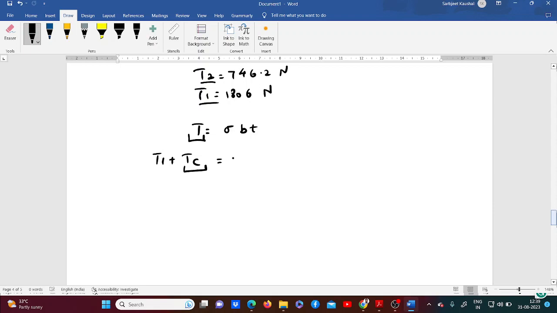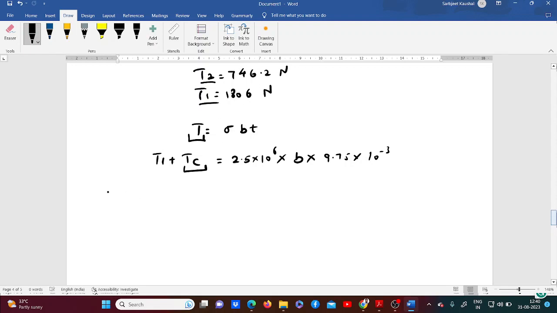Sigma is given, it is 2.5 into 10 raised to power 6 Newton per meter square. The value of width we have to find out. The value of thickness is also given. The thickness value is equal to 9.75 into 10 raised to power minus 3.